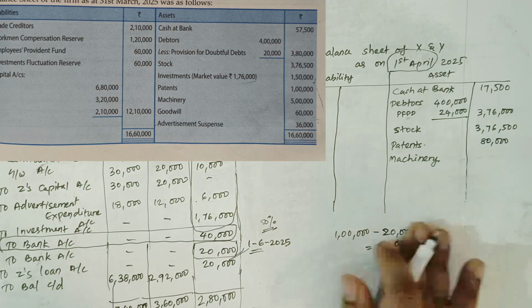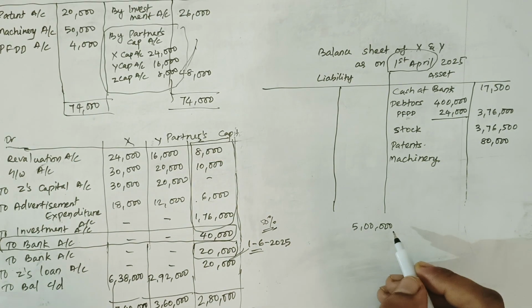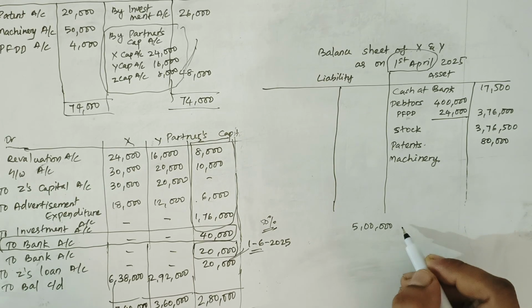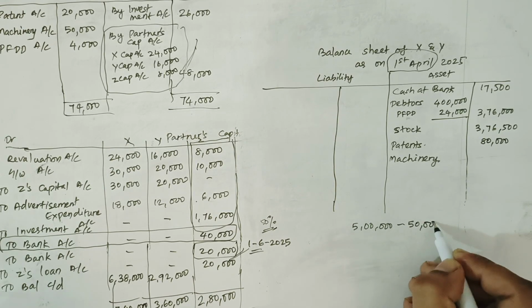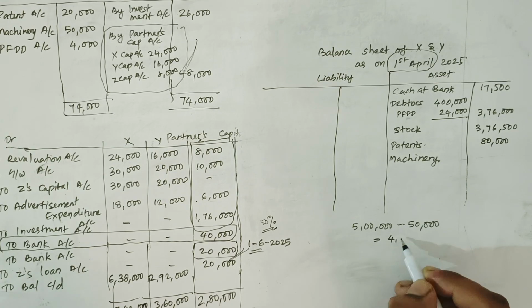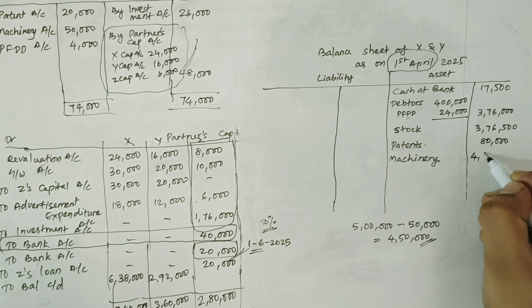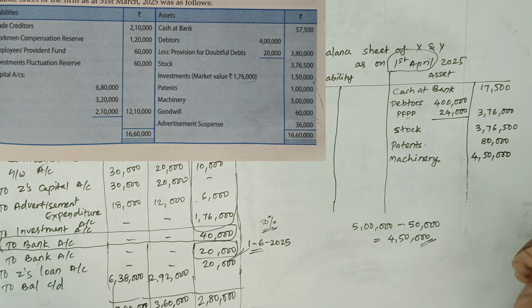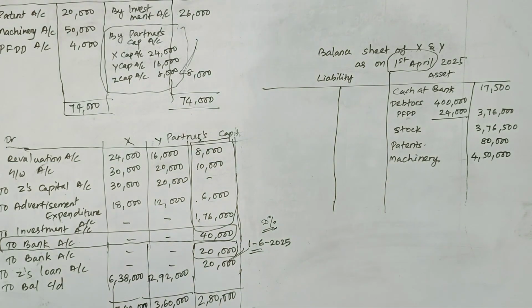Then machinery. In the old balance sheet, the value was 5 lakh. It was reduced by 10%, minus 50,000. The new value is 4 lakh 50,000. Next one, goodwill. It was distributed, and advertisement suspense was also distributed. So on the asset side, nothing more is to be posted.